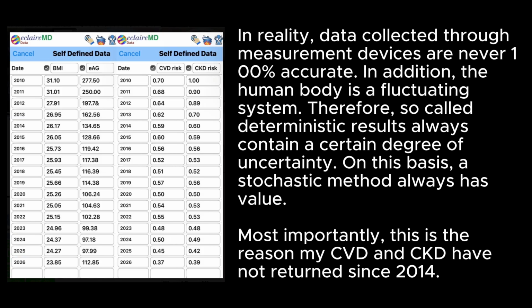In reality, data collected through measurement devices are never 100% accurate. In addition, the human body is a fluctuating system. Therefore, so-called deterministic results always contain a certain degree of uncertainty. On this basis, a stochastic method always has value. Most importantly, this is the reason my CVD and CKD have not returned since 2014.